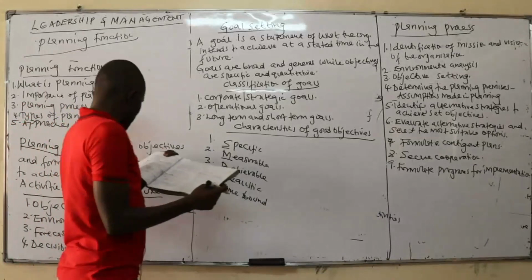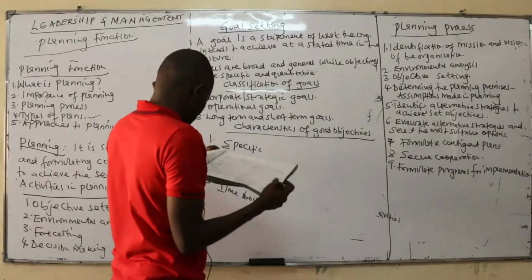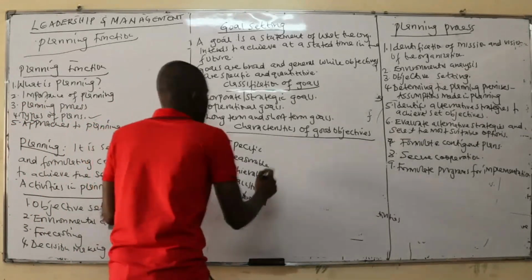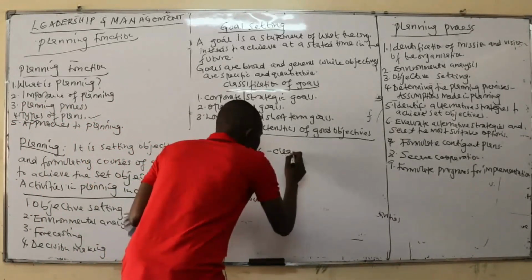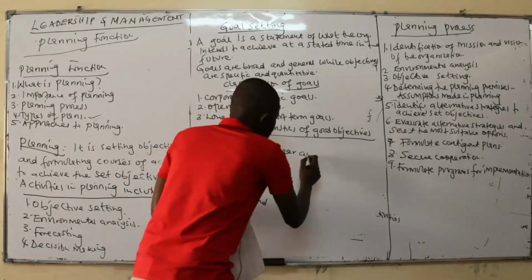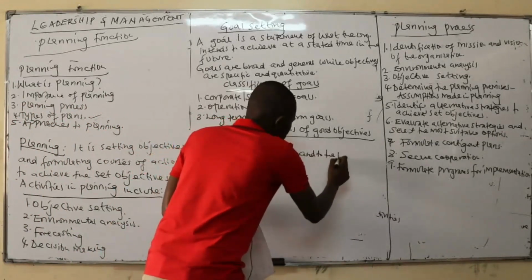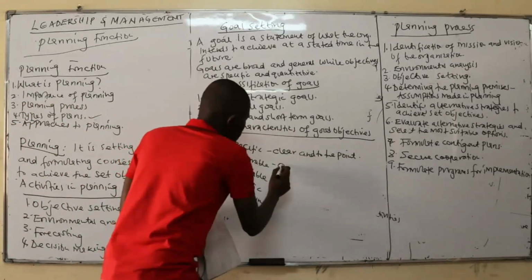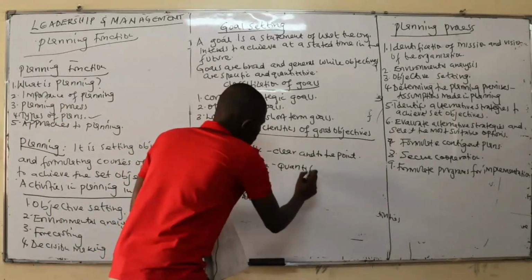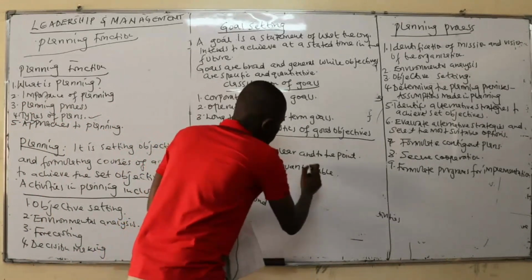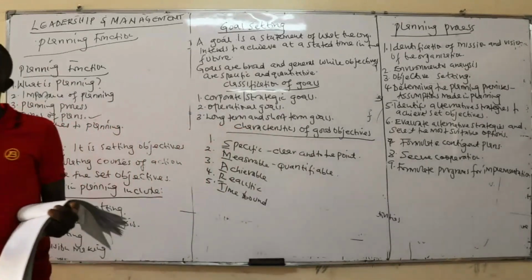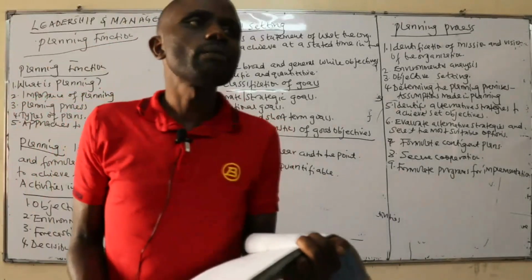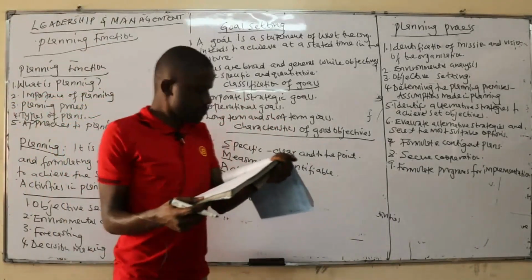Specific, what does it mean by specific? They should be clear, clear and to the point. What does it mean by measurable? They should be quantifiable. Then we can say that we were able to achieve 80% of our targets or 70% of our targets. We can be able to quantify how they've been achieved.